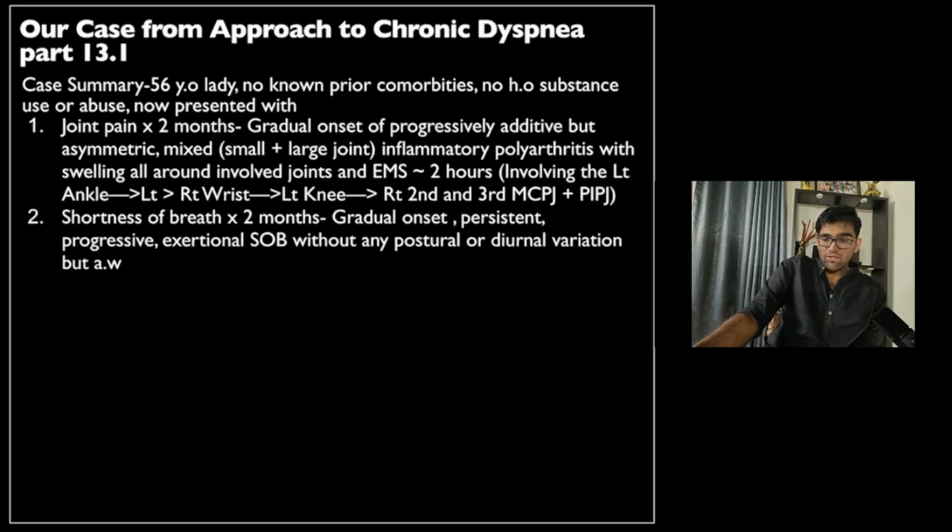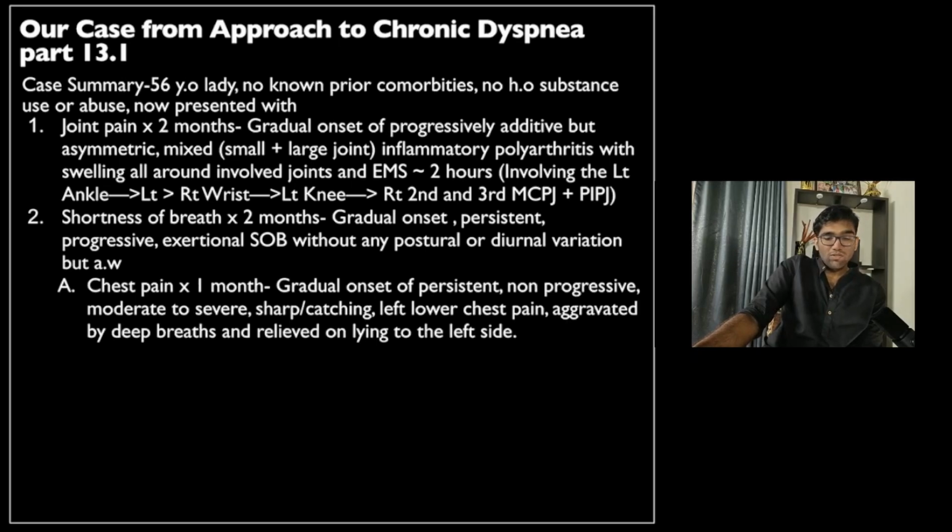Along with that, she developed shortness of breath, which was gradual onset, persistent, progressive, exertional SOB without significant postural or diurnal variation, but was associated with chest pain for about a month. And this was a gradual onset of persistent, non-progressive, moderate to severe, sharp catching, left lower chest pain, aggravated by deep breaths and relieved by lying on the left side. So indicating left-sided pleuritic chest pain.